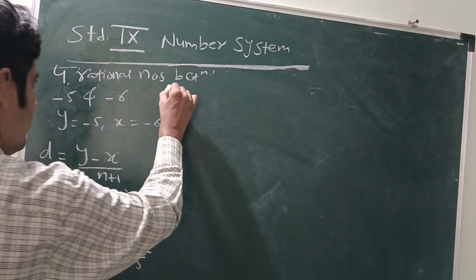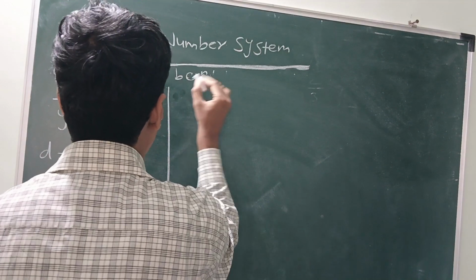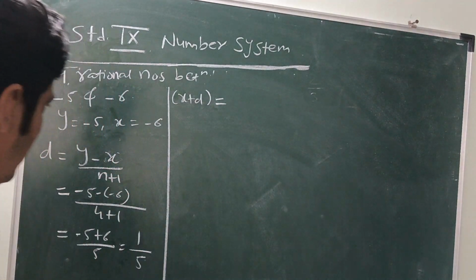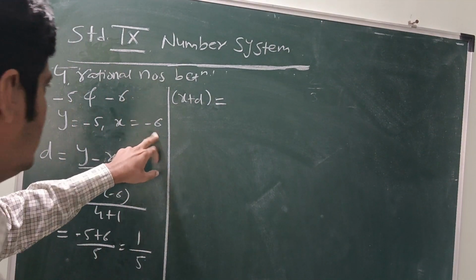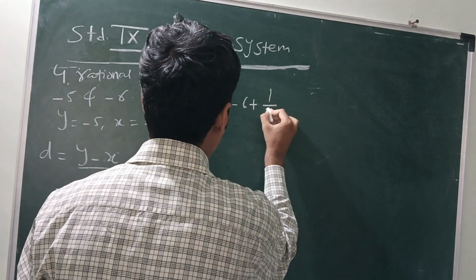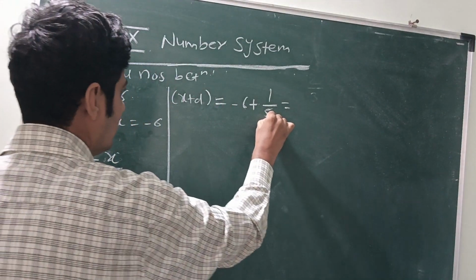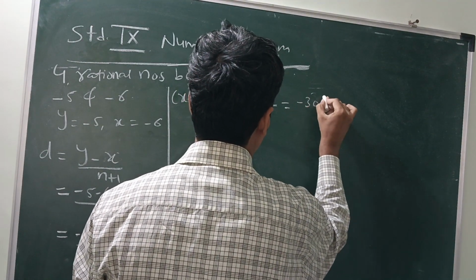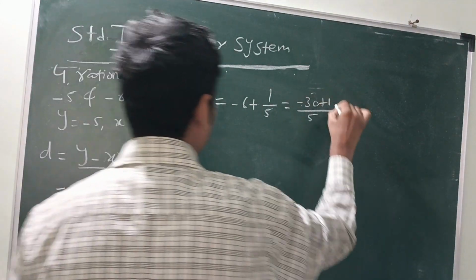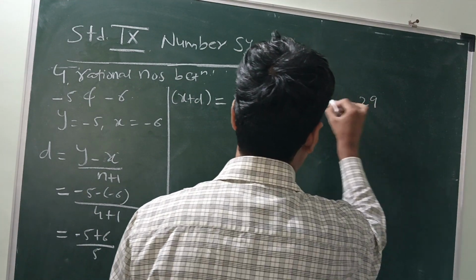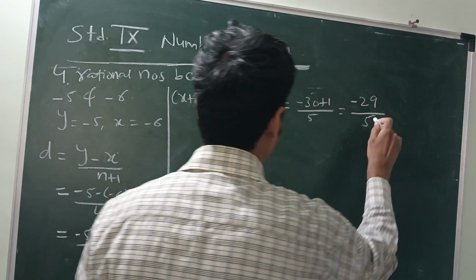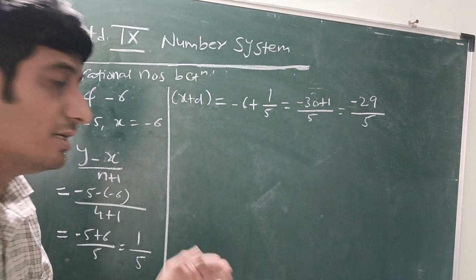Now by using the same formula, the first rational number is x plus d, which is equal to, the value for x is -6, plus the value for d, 1 upon 5. 6 fives are 30, and the minus sign is there, therefore -30 plus 1 upon 5. Minus plus minus: 30 minus 1 is 29, and the bigger number is 30, therefore give the sign of the bigger number. -29 upon 5 is your first rational number.